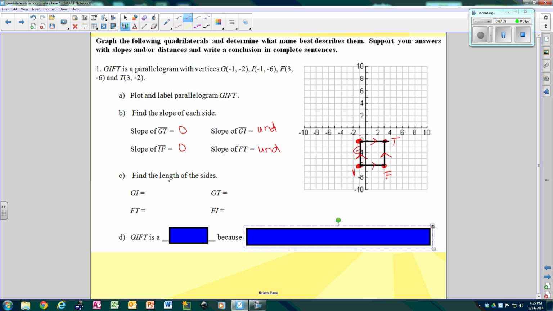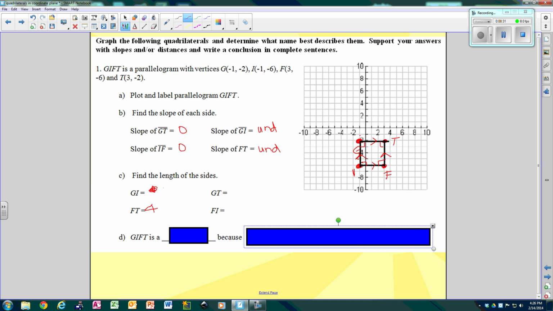So now I need to find the length of all the sides. And since this side is perpendicular to this side, these are right angles. Okay? So remember, when you have those negative reciprocals or 0 and undefined, then you have a perpendicular line. So GI is 1, 2, 3, 4. So GI has a length of 4. FT 1, 2, 3, 4. So FT has a length of 4 also.